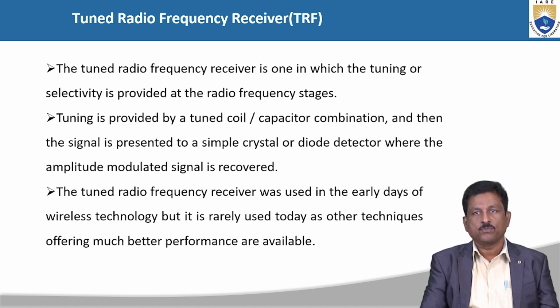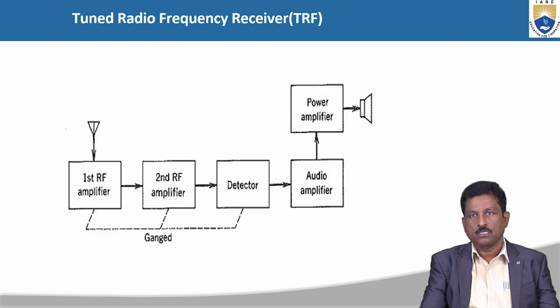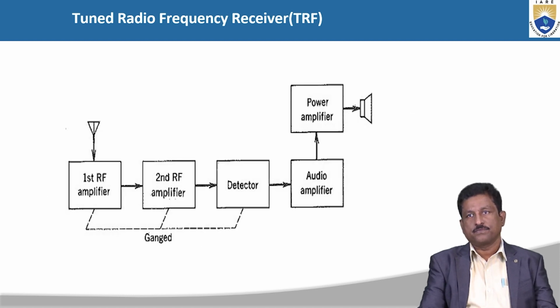The tuning is provided with the tuned coils or capacitor combination, and then the signal is presented to a small crystal or diode detector where the signal can be recovered. That is the main purpose of the TRF receivers. There is an arrangement of ganged capacitors. You can see the diagram. You can easily understand how we are going to take this TRF receiver.